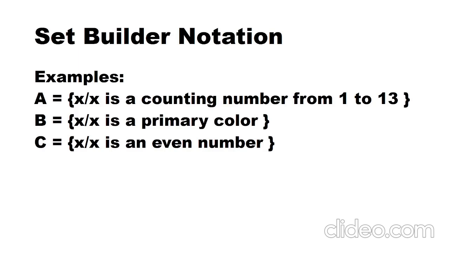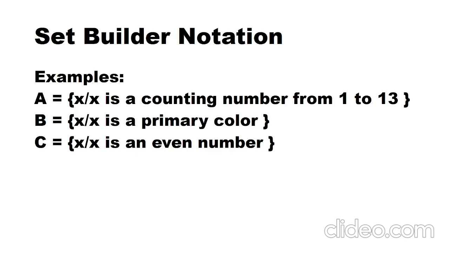So you're saying that this set comes from a universal set. Then after the first X, there's that vertical bar, which represents the phrase "such that." So we say X such that X, and then you define it. In this case, for set A, X such that X is a counting number from 1 to 13, and then close brace, or the right brace.